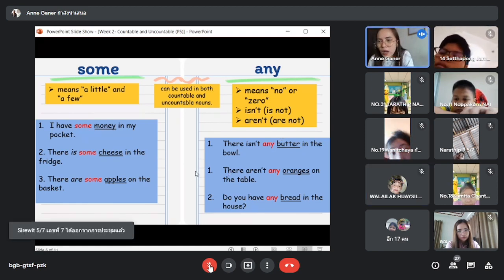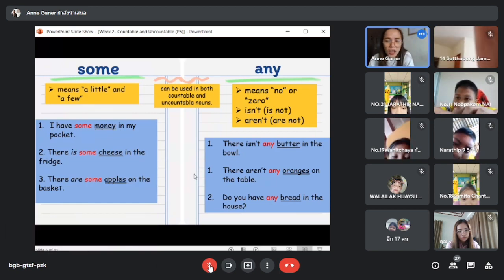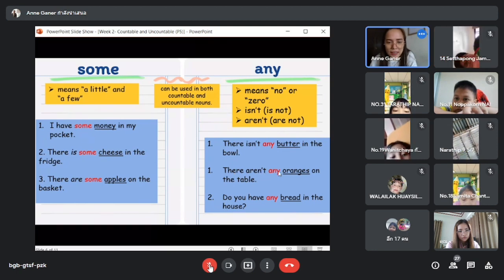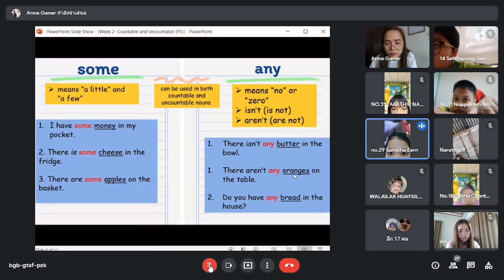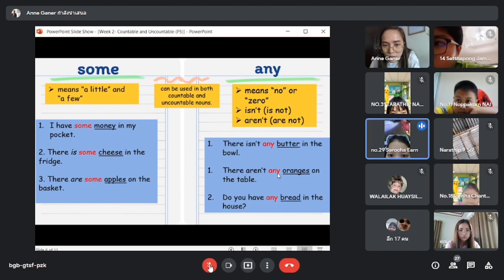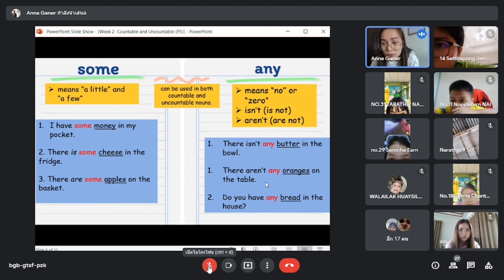Okay, next question number. Oh, sorry, I forgot to change the number. Okay, let's have Sarucha. Sarucha, can you read question number two sentence? There aren't any oranges on the table. What is the noun, Sarucha? Oranges. Countable, uncountable? Uncountable. Now, teacher again said, with any, when you see isn't or aren't, what are you going to use? Some or any? Any. Okay, you will use any.